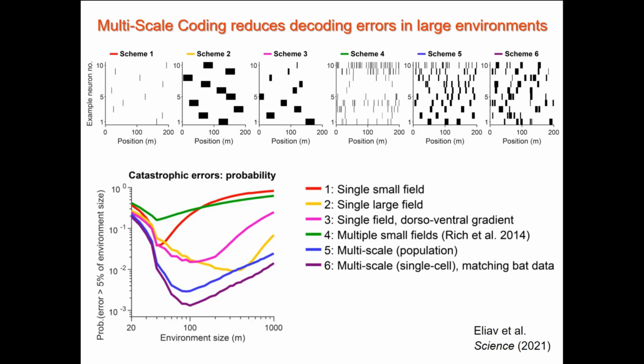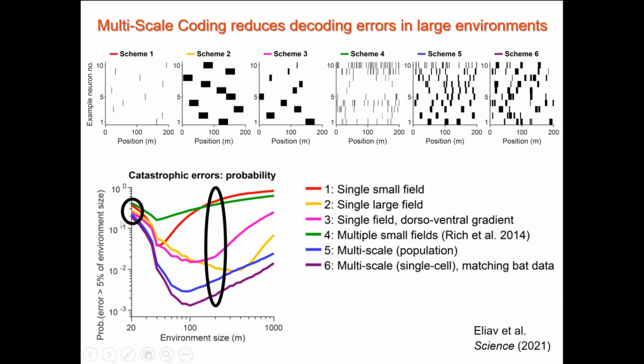And why do we call it a catastrophic error? Because this is a large decoding error, so more than 5% of the environment size, meaning the actual simulated bat is here, but the decoder says it's there. So if there's a large error, we say it's catastrophic, it's bad. And so for small environments, there was no difference. All these encoding schemes gave the same performance, but for large environment, 200 meters, there was a big difference.